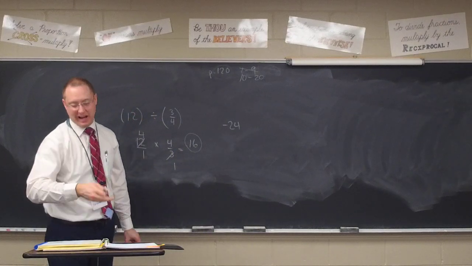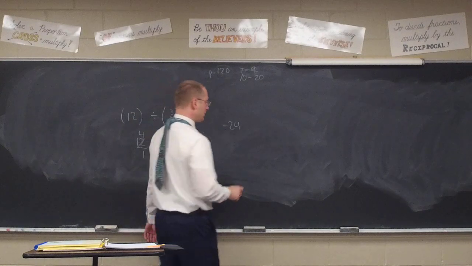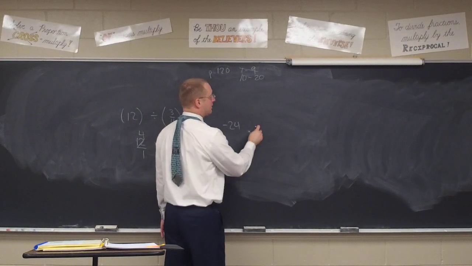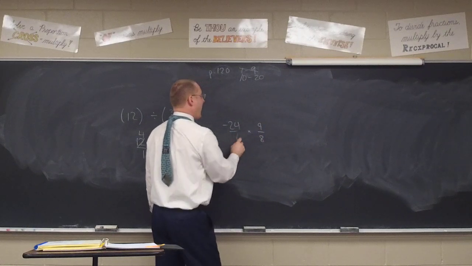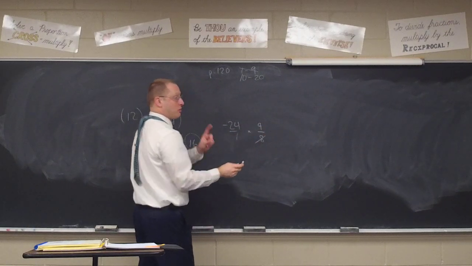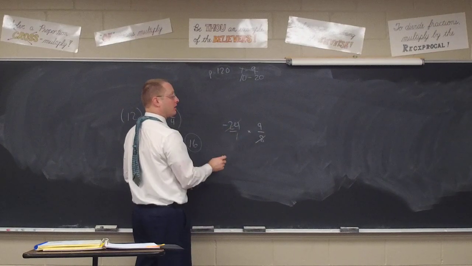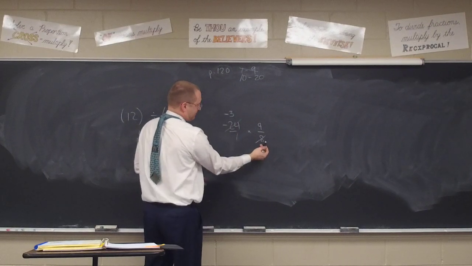Joel, we ain't going to divide it by 8 ninths. What are we going to do? We're going to times it by the reciprocal. Which is? 9/8. And then we can cancel. Class, the 8 cancels with, careful, the negative 24 to give me? Negative 3. And, of course, 1.